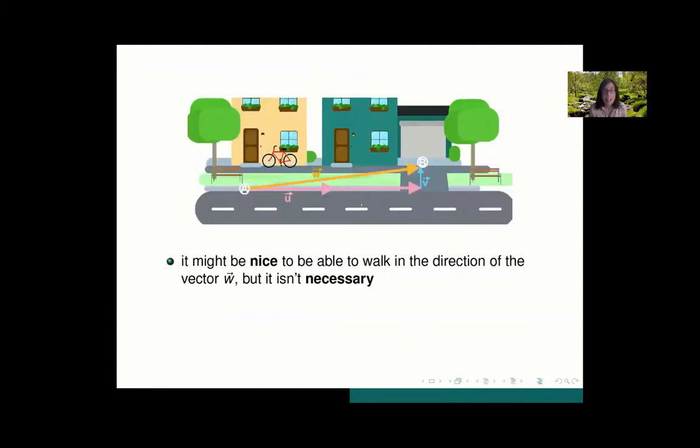It might be nice to walk through W, but it isn't necessary. You can get from A to B by moving only in the direction of U and V. In some sense, W is extra. You can form it as a linear combination of U and V.